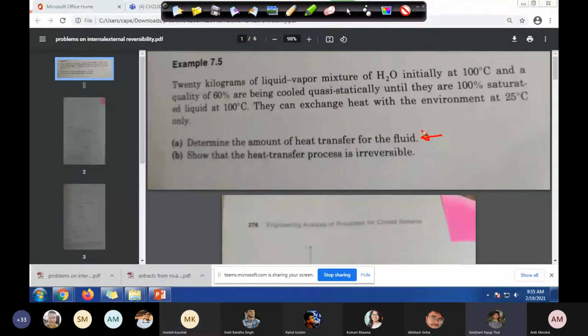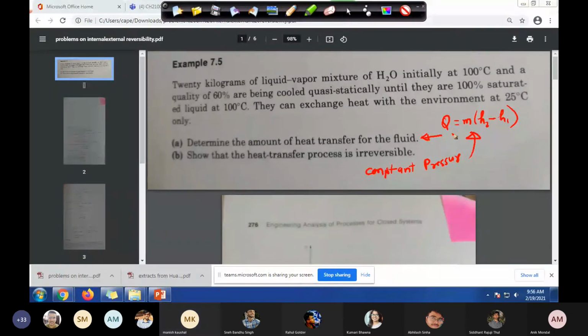Q is equal to M into H2 minus H1. Why? Justify it. That is written there, I know. I have uploaded the solution also. Why? Sir, because it's a constant pressure process. Constant pressure process. So what happened at constant pressure? Just prove that at constant pressure we can write this. Just tell me what I should write. Why is this true for a constant pressure process?